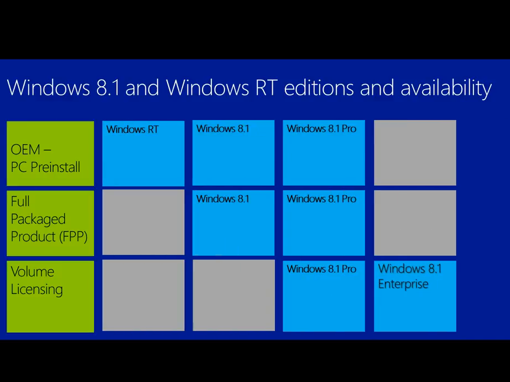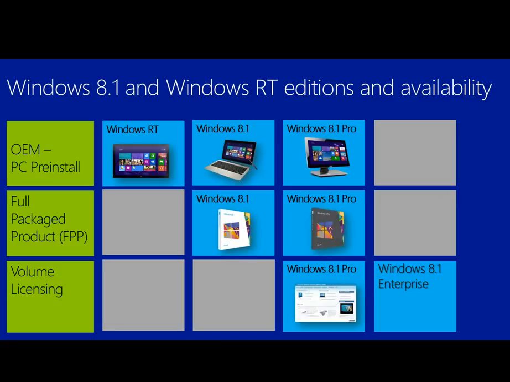Next, here are the editions for OEM. With OEM, we have Windows RT, which stands for runtime, Windows 8.1 and 8.1 Pro. With FPP, the only available editions are 8.1 and 8.1 Pro. And with volume licensing, the only editions available are 8.1 Pro and Enterprise Edition. Enterprise Edition is the only edition where you can add software assurance, which we will discuss later on. Now, let's do a quiz.